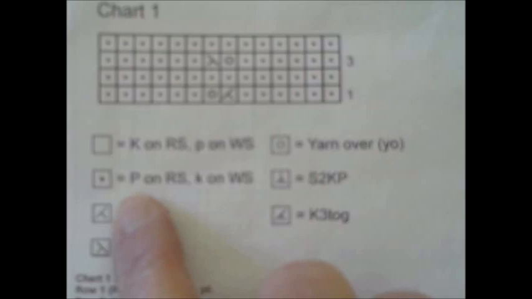The next symbol coincides with knit 2 together. So again, you're going to purl your 6 stitches, knit 2 together. The next symbol is a circle, which is going to be a yarn over, followed by 6 more dots, which again for the right side is a purl. So this would be row 1.